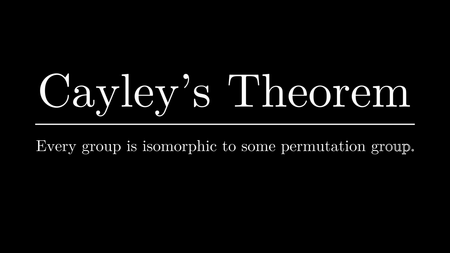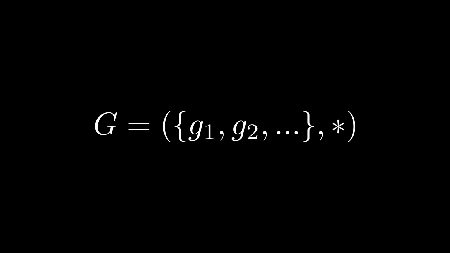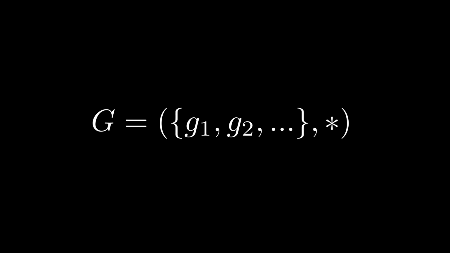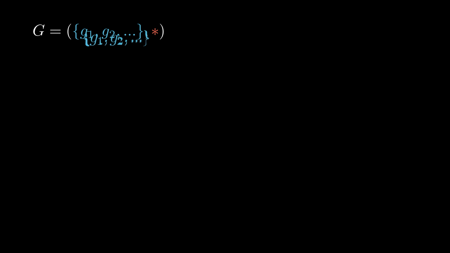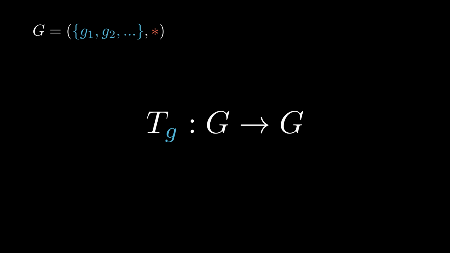Let's look at Cayley's theorem. Essentially, this theorem says that every group is isomorphic to some group of permutations. So consider a group G, with elements G1, G2, etc., and a group operation star. Isolating an arbitrary element of the group, little g, let's define a function mapping from G to itself, where T sub g of x equals g star x.